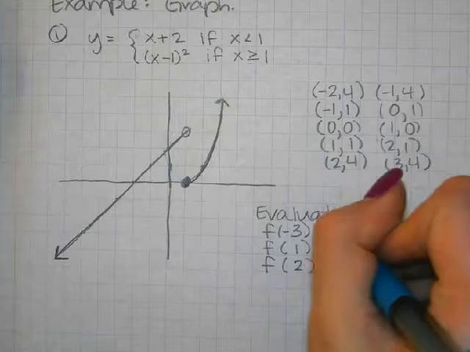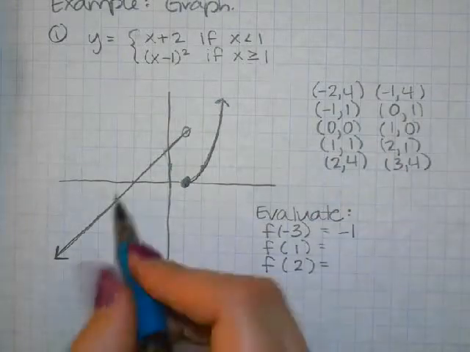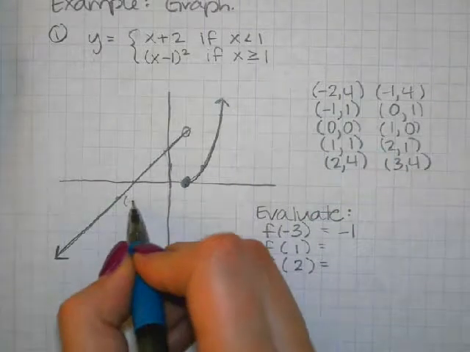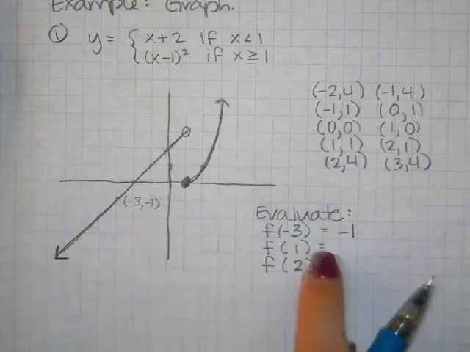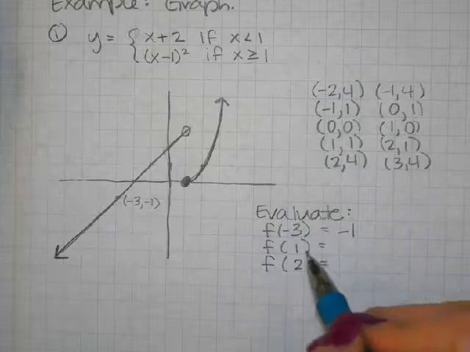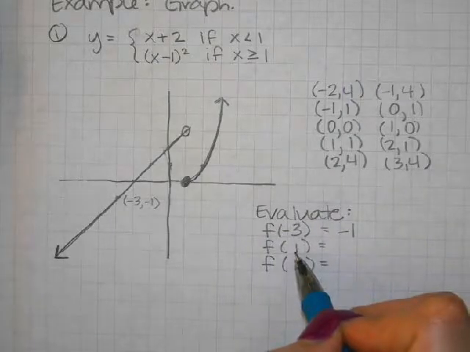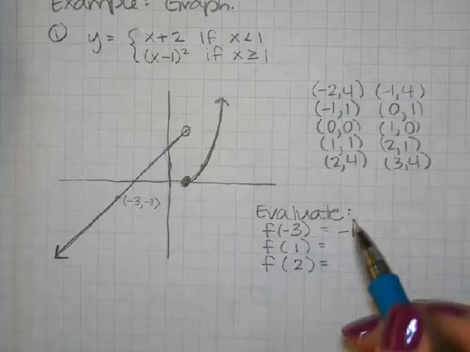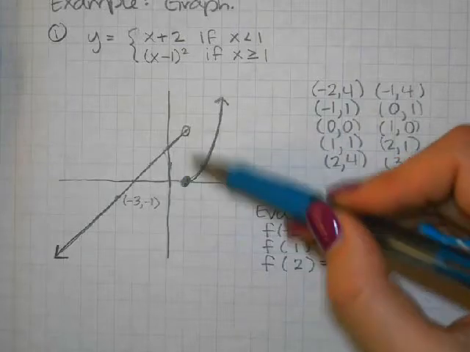Negative 1. So right here we have a point, negative 3, negative 1. So that's why when you evaluate it for negative 3, you get negative 1. What happens when you plug in 1 for x? You get 0.